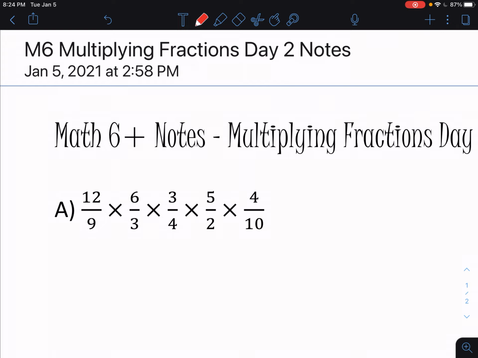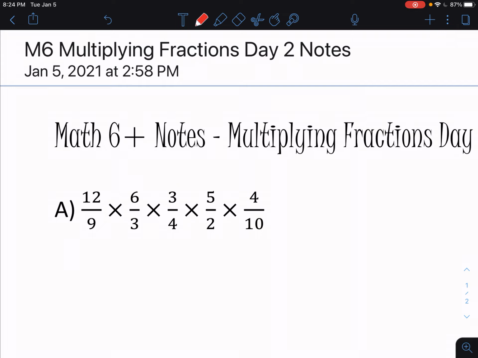In these examples that I have for you today, there's no mixed numbers and no whole numbers to change. We're just going to start with our cross canceling just to practice. And then we have some challenge questions that have those mixed numbers and whole numbers in them.